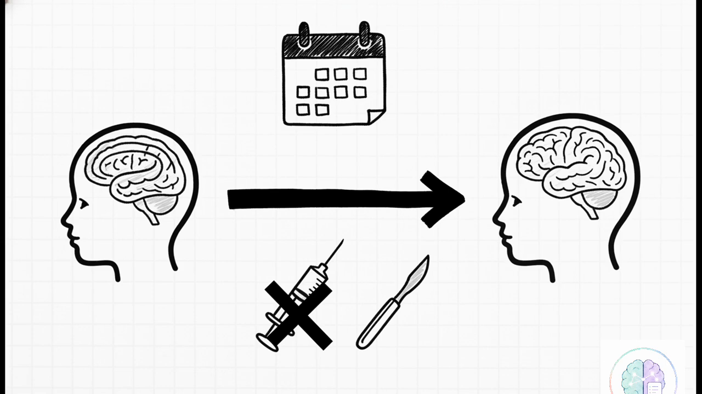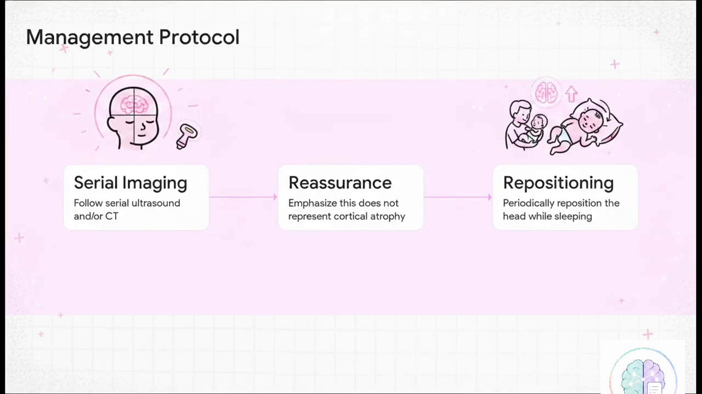The infant's anatomy usually compensates by around 12 to 18 months of age, and the fluid collection clears up entirely on its own by age 2. And yes, all of that happens without the need for any surgical shunting. Because it resolves on its own, management is strictly conservative.